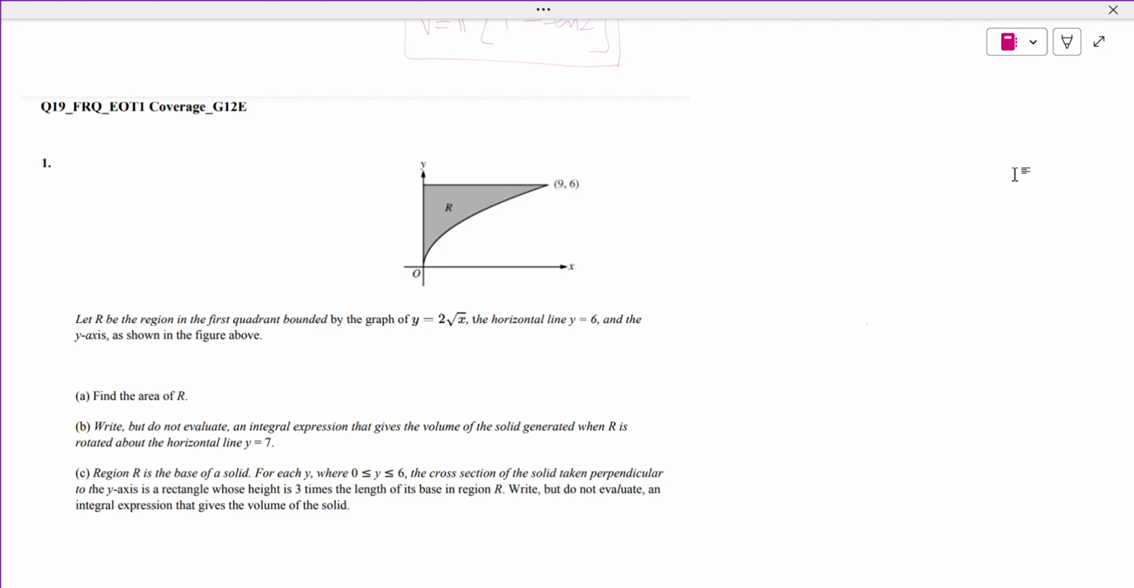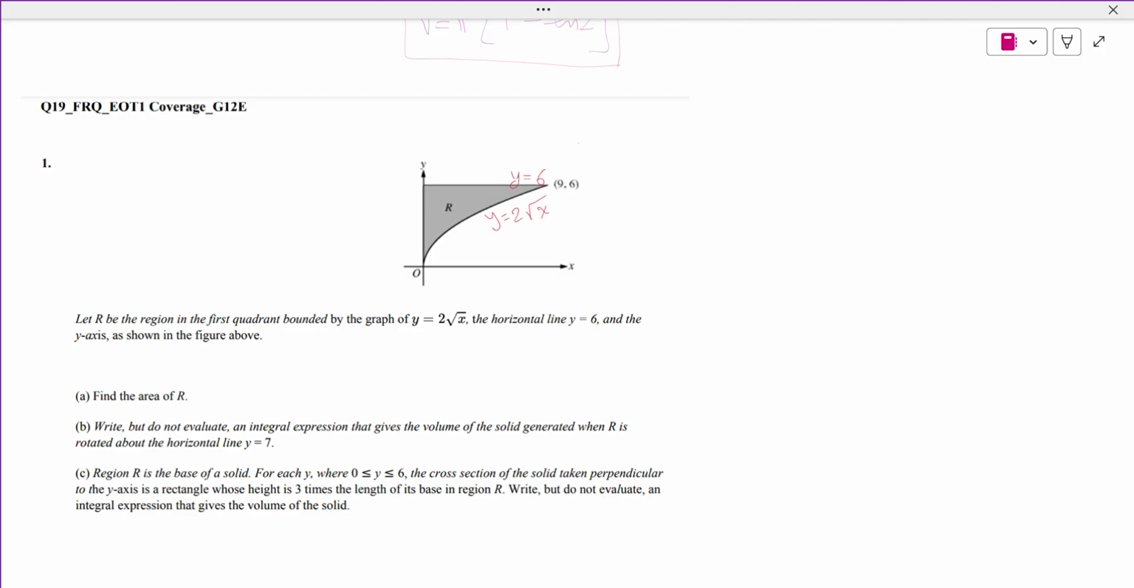The first question here says, let R be the region in the first quadrant bounded by the graph of y equals 2 square root of x. So this is the first piece of information that we have. This function is y equals 2 square root of x, and the horizontal line, this is the horizontal line, y equals 6, and the y-axis as shown in the figure.